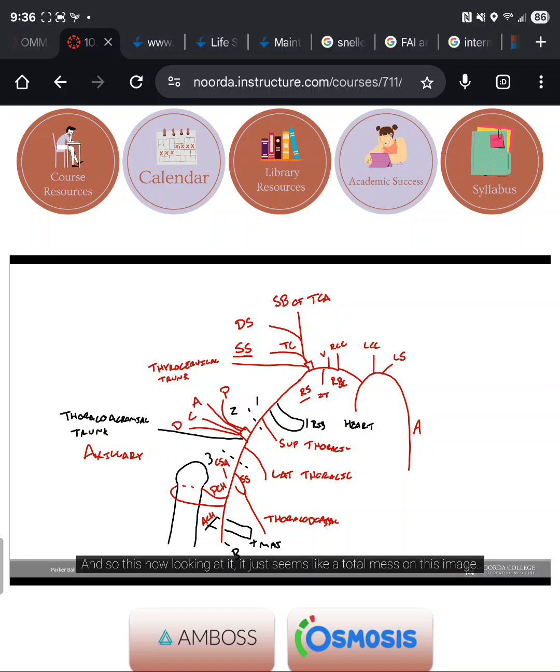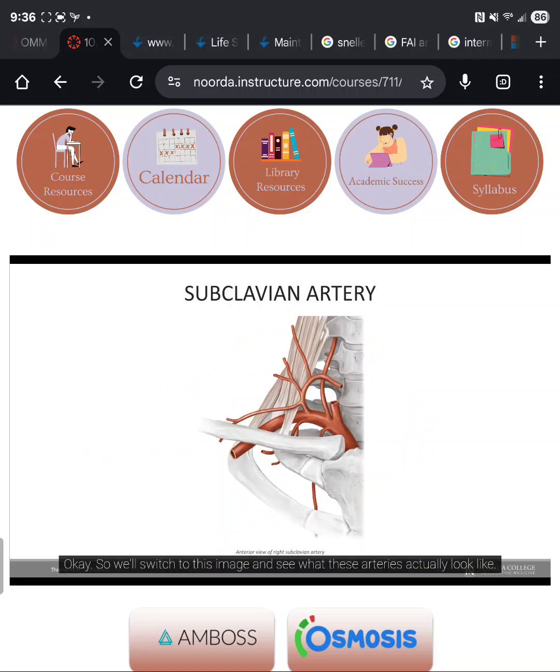Looking at it now, it just seems like a total mess on this image, not the greatest drawing ever. We'll go and see some actual images now. But the one thing before we switch, I think drawing out the arteries like this is phenomenal. I know I said it at the beginning, but I'm going to repeat it again: a great way to practice and really get the arteries down is to draw them something like this. Okay, so we'll switch to this image and see what these arteries actually look like.